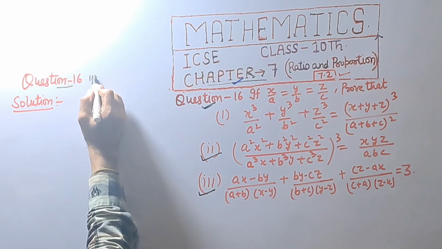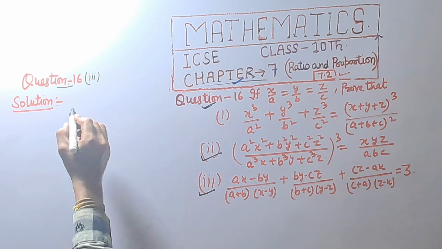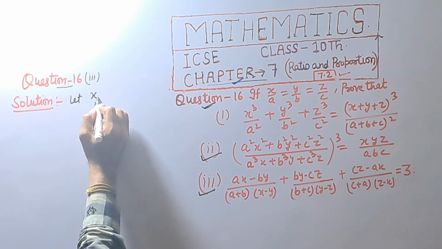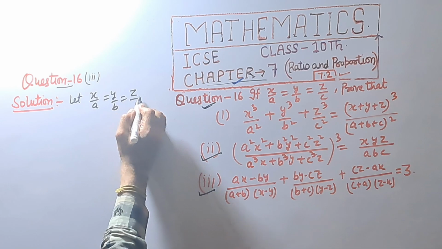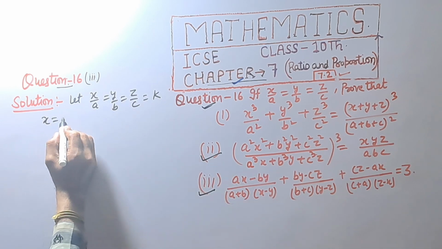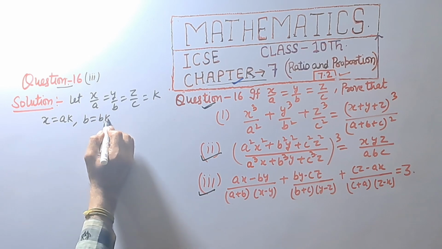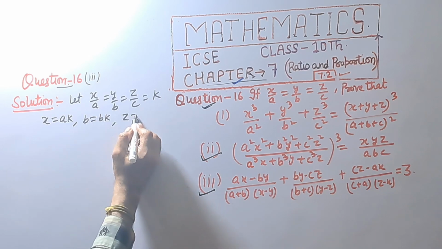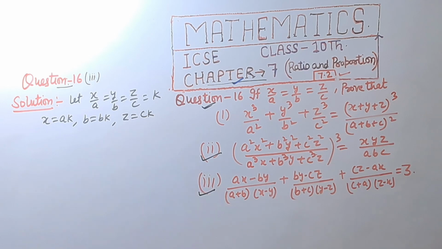16, third part. Let x upon a is equal to y upon b is equal to z upon c, that is equal to k. x equal to ak, y is equal to bk, and z is equal to ck.